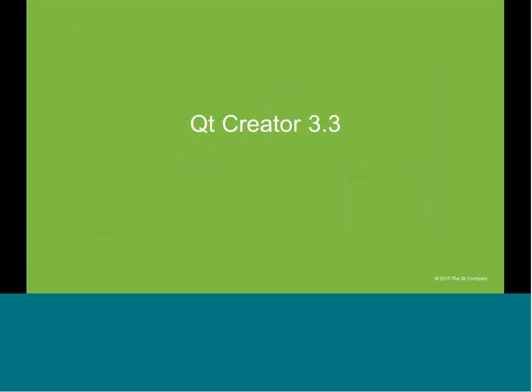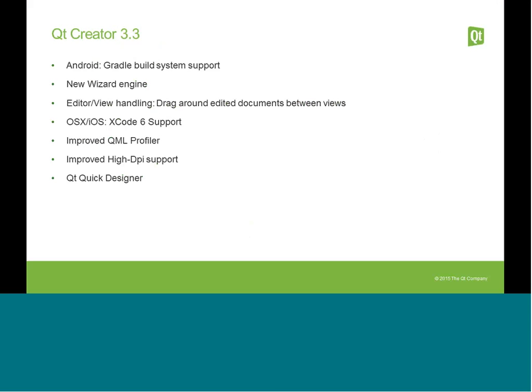Okay, finally, let's go into the tools side and talk a bit about Qt Creator 3.3. This was released together with Qt 5.4. So a lot of smaller improvements. For instance, on Android, you can use the Gradle build system. We also introduced a new wizard engine. So if you want to extend Qt Creator with your own project wizards or wizard templates, you no longer need to write C++, but you can do it using scripts. We support Xcode 6 for OS X and iOS builds. The QML profiler has been improved. High DPI support is also applied to Qt Creator, so you can easily work with Qt Creator on those displays as well.